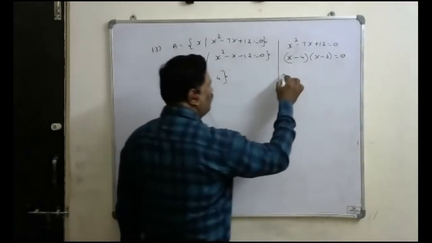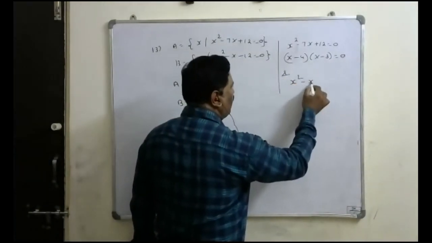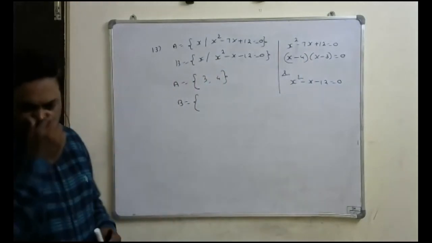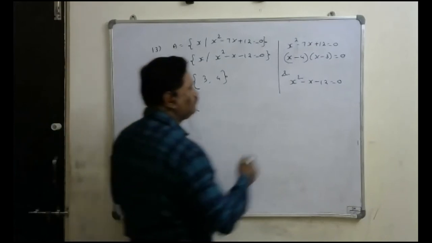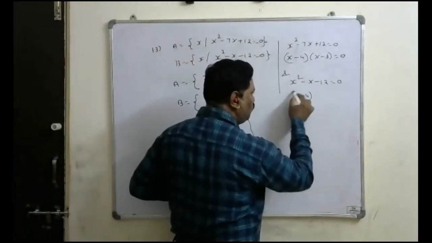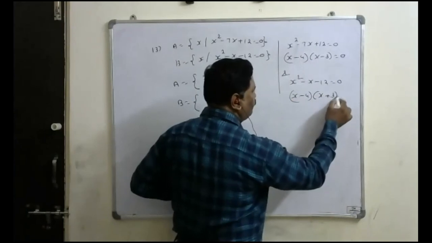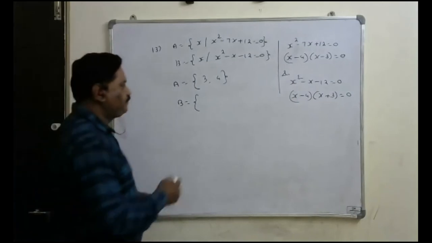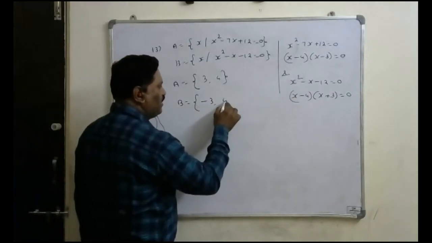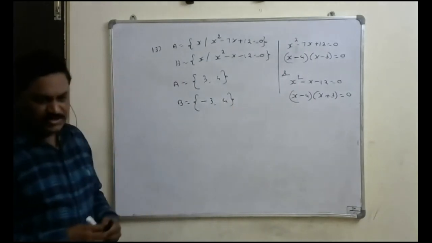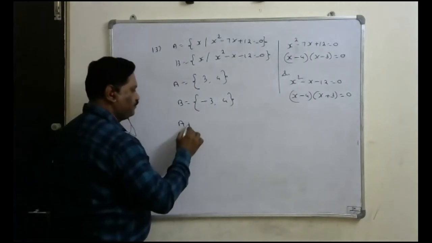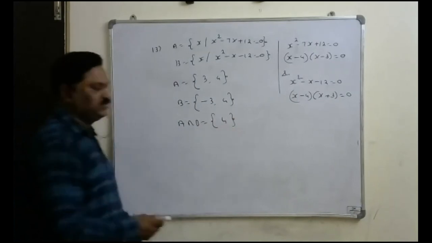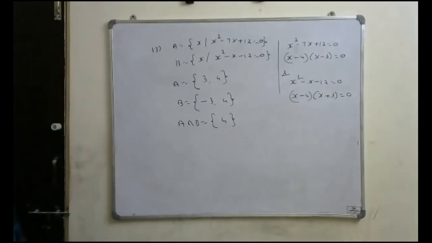Set B, so x square minus x minus 12 is equal to 0 is the quadratic equation. Tell me what are the factors of this? X minus 4 into x plus 3, right? What are its roots? 4 and minus 3. Now what is the intersection of A and B? Common element is 4. A intersection B is equal to 4. That's the answer.